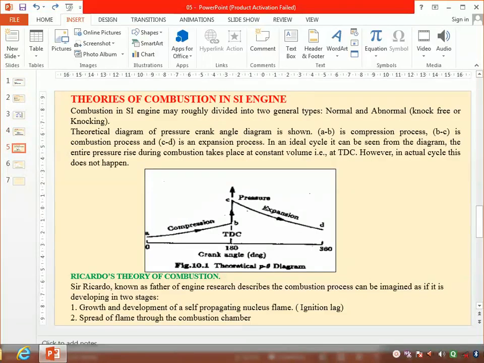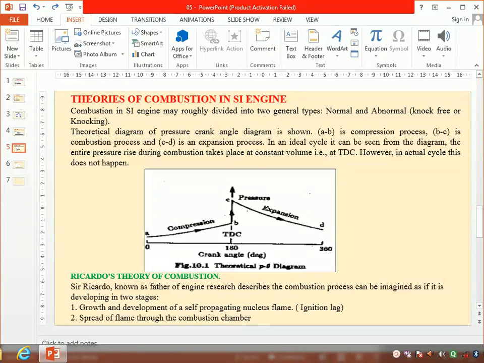Next, we will discuss the theories of combustion in SI engine. Theories of combustion means how the combustion process is carried out in the case of an SI engine. Generally it is divided into two types, normal combustion and abnormal combustion, that is, knock free and knocking combustion. First we will discuss normal combustion, how it proceeds.